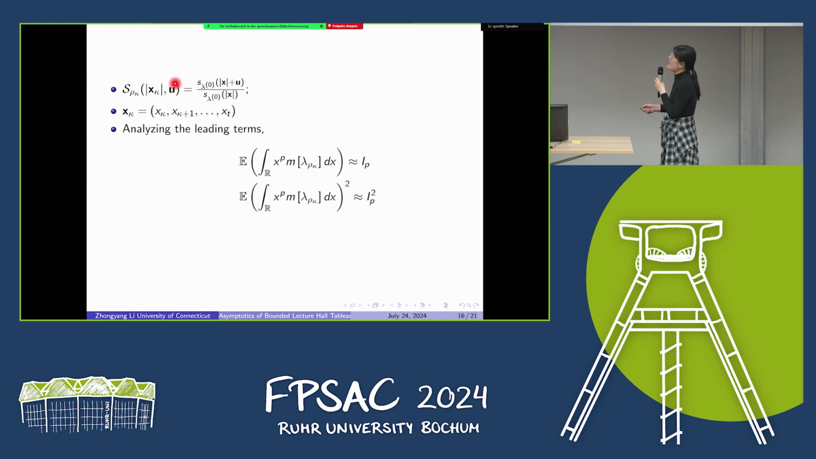And then we analyze the leading term. We show that the expectation of the square of the pth moment is approximately the square of the expectation. That means its variance is approximately 0. And that means in the scaling limit, it becomes deterministic and no longer random.